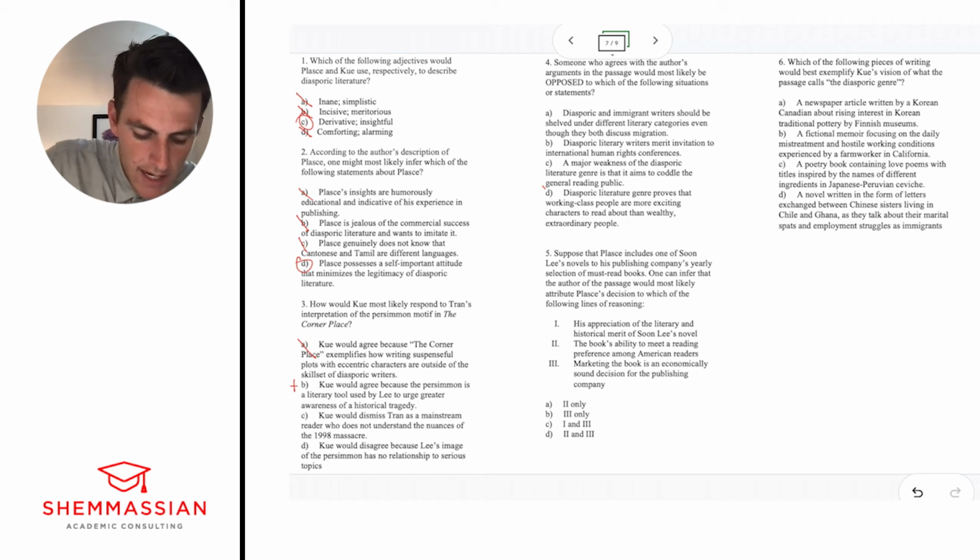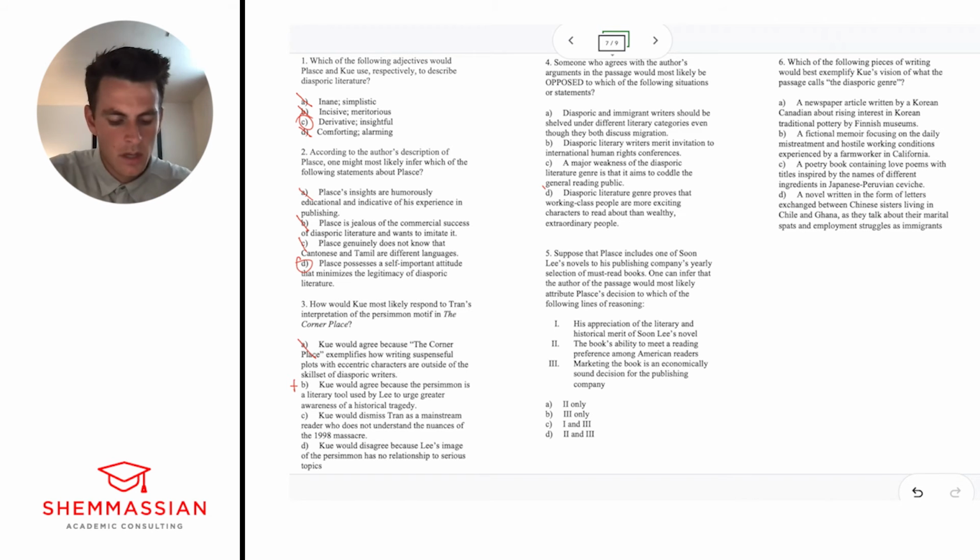C, Quay would dismiss Tran as a mainstream reader who does not understand the nuances of the 1998 massacre. Well, no, dismissing Tran, that's not an agreement. And why would she dismiss him when it seems like he was talking about those tools that she supported as well? D, Quay would disagree because Lee's image of the persimmon has no relationship to serious topics. There was a relationship to serious topics from what I can remember, but let's look at B. Quay would agree because the persimmon is a literary tool used by Lee to urge greater awareness of historical tragedy.